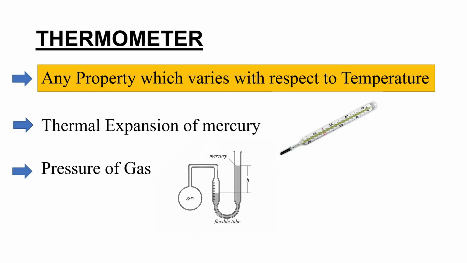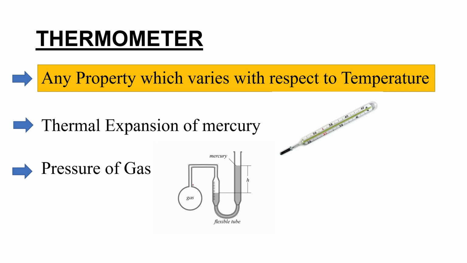Now see, a thermometer is used to measure temperature. We will select any property which varies with temperature. For a mercury thermometer, you have the volume of the mercury, it rises. Mercury rises, the volume increases, it expands when temperature is increased. Here it is the thermal expansion of mercury, so this is the property.